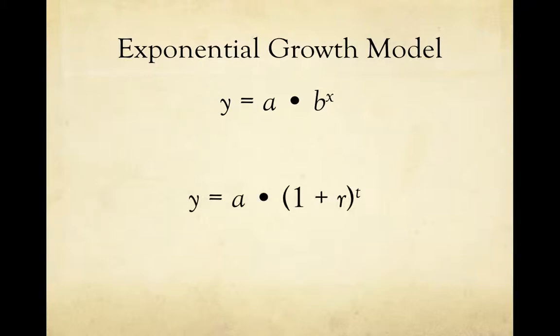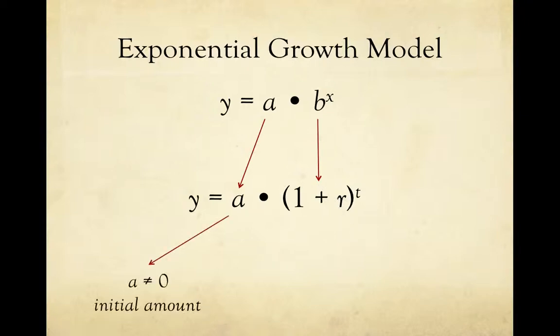And it looks like this. Now, it may look a bit different, but if you really start to compare the two, you'll notice that it's actually quite similar. First of all, we still have the A. The B has now become this 1 plus r, this piece that's inside of the parentheses.